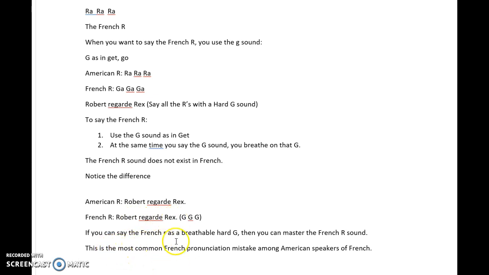If you can say the French R as a breathable hard G, then you can master the French R sound. The French R is the most common French pronunciation mistake among American speakers of French because the French R does not exist in English.